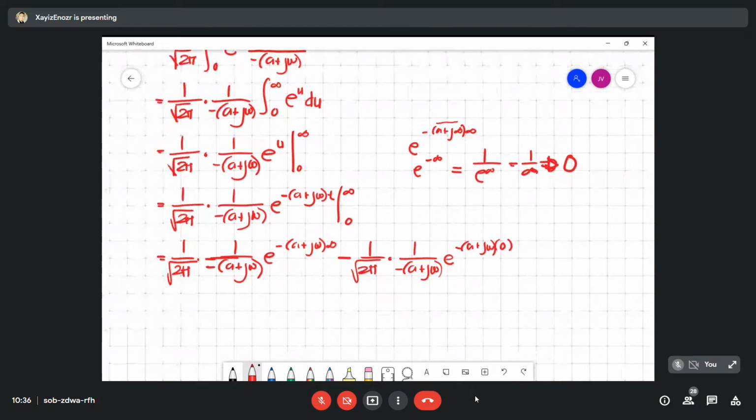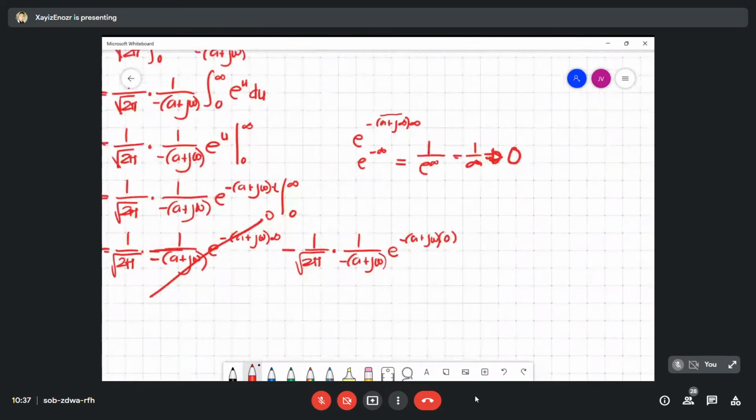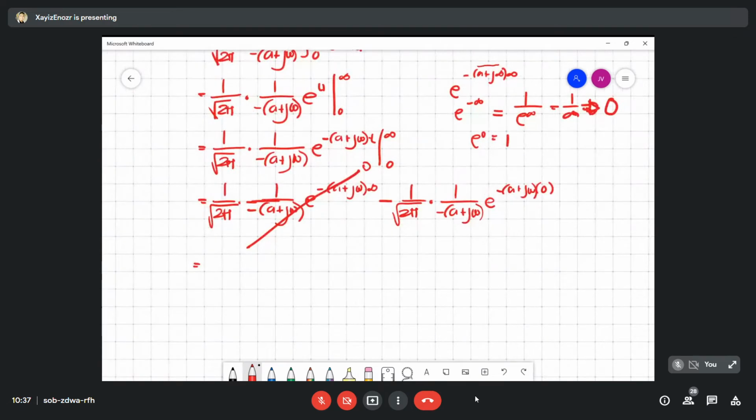So therefore, this is 0. Now evaluate this one: e raised to negative (a plus j omega) multiplied by 0. The exponent becomes 0, so e raised to 0 will be 1. Therefore, what remains is 1 over square root of 2 pi. Negative times negative becomes positive, multiplied by 1, since this is now 1, over (a plus j omega).